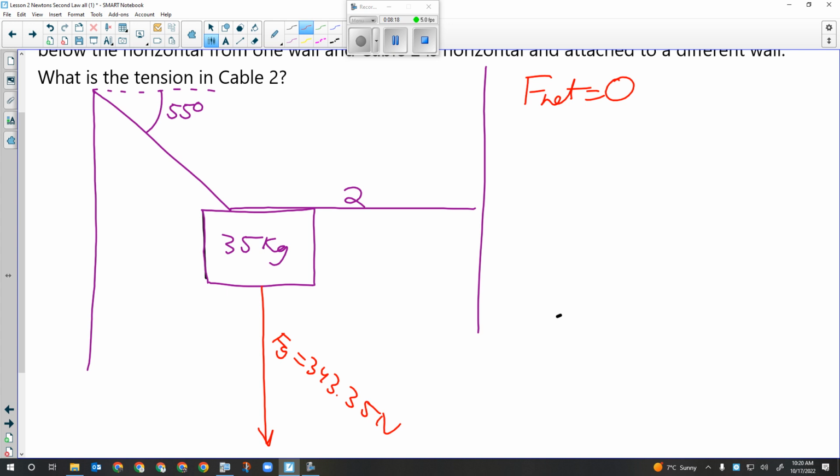All right, so I've got cable 2 pulling to the right. Do I know how hard? No idea. That's the thing they want me to find. I need to know the force pulling to the right, and I have no numbers really other than this force of gravity to do it with. Okay, so there's also this cable that's pulling on the sign.